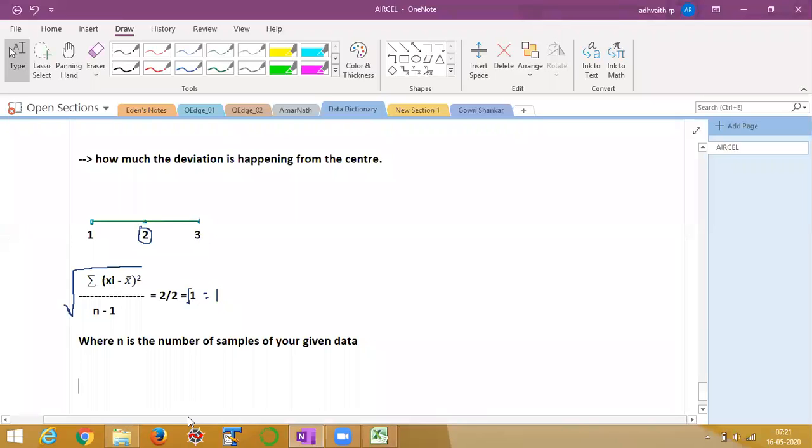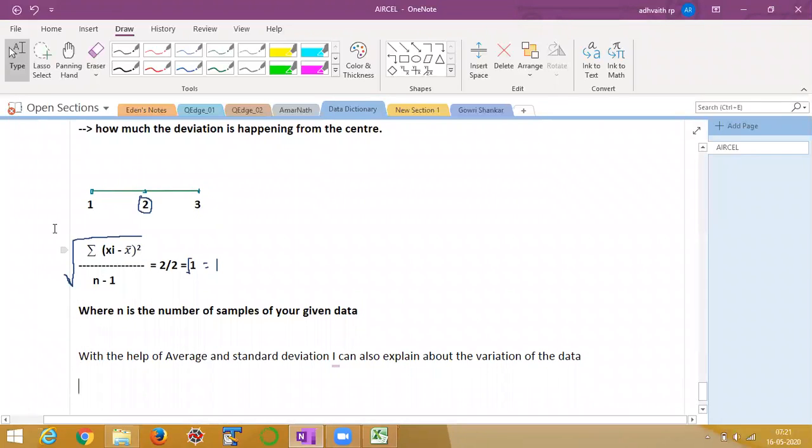So for this example, what can I write? With the help of average and standard deviation, I can also explain the variation of the data. Variation here means the difference, the fluctuation of the data. How much fluctuation from the center is happening.